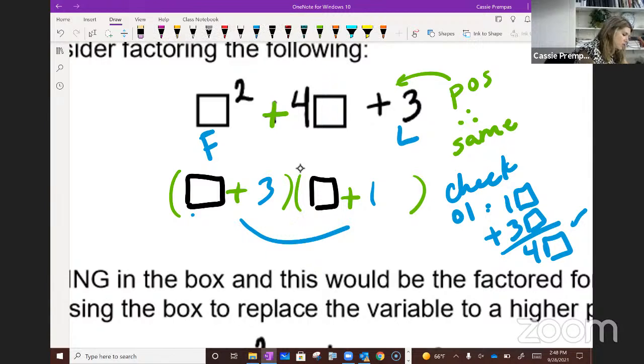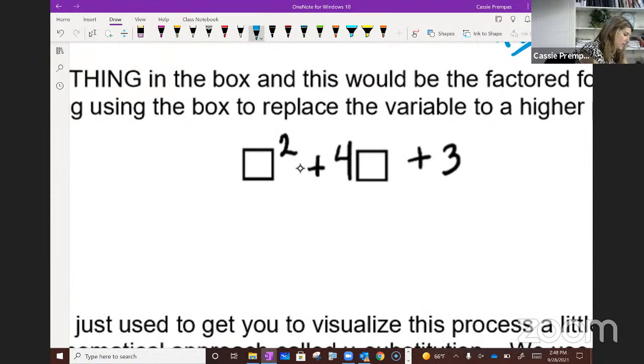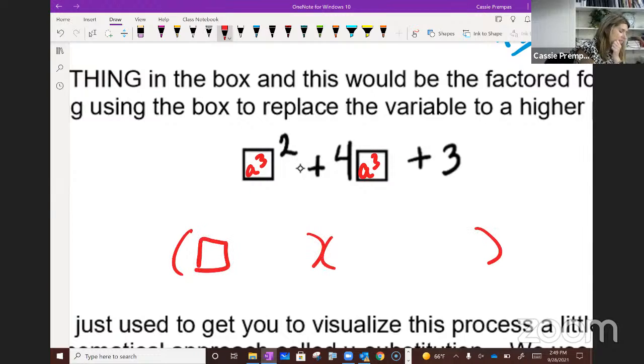So all this is illustrating is that whatever is in the box, you can actually use it to factor. For example, I could put anything in the box. Let's say that I have an a to the 3rd power and an a to the 3rd power. As long as that same value is in the box, you can use it to factor. And that would create, well, we'll see how that 2 comes into play.